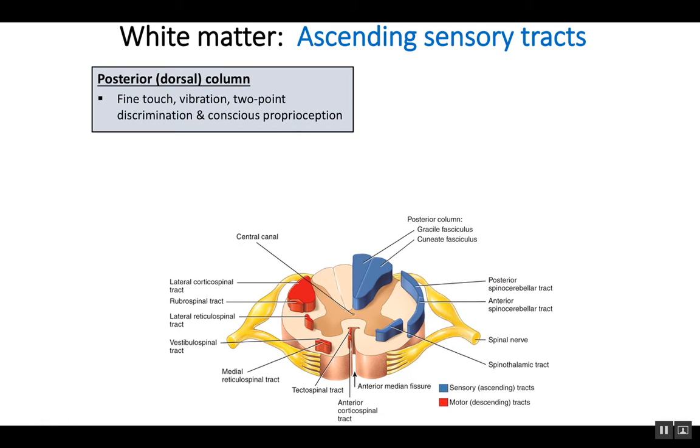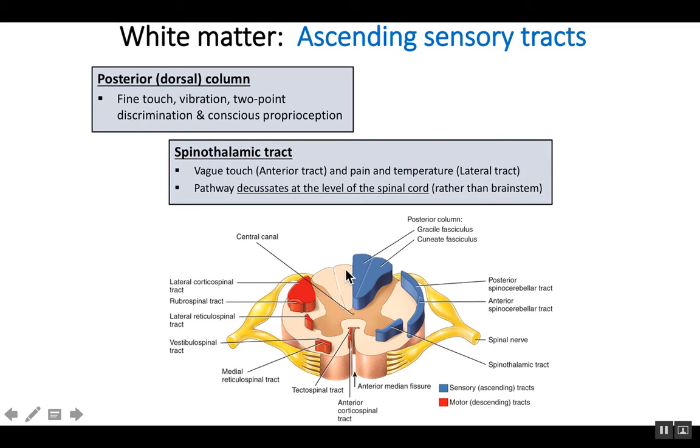And then proprioception is body positioning. So you can consciously know where your arms are relative to your body, where your legs are. That's a type of sense as well. So those senses all travel up to the brain in this posterior column.